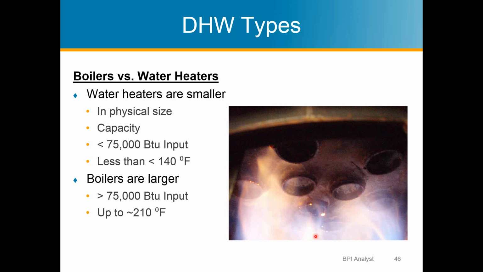What throws people off, and I think we've spoken about it on this call before, is that a lot of times water heaters, like instantaneous water heaters, can be 200,000 BTUs per hour, but they're still classified as a water heater and not a boiler. I think the distinction is just because they do not have a tank. There's no tank. There's no water sitting there.